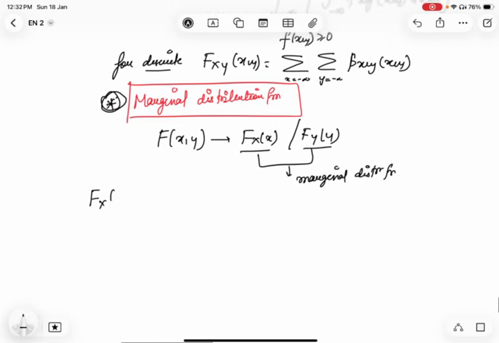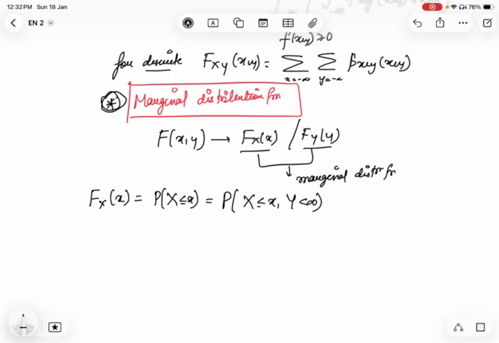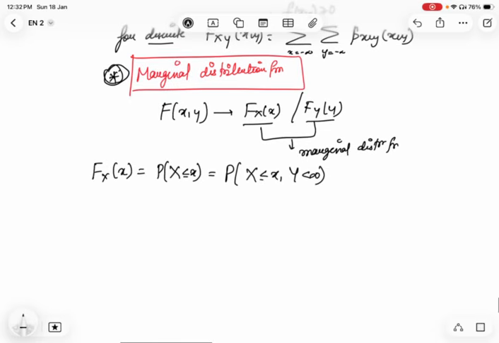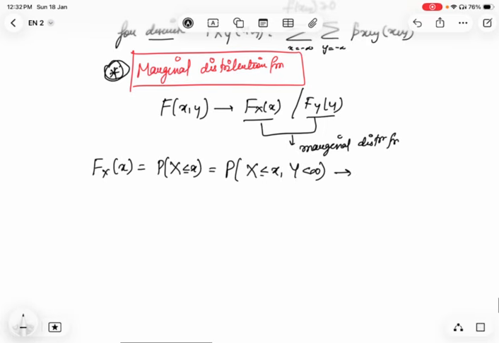So how will you calculate? The distribution function of x can be written as the probability of X less than x, that we have seen in the previous class: the probability of X less than x and Y less than infinity. One point you must remember: suppose we have to calculate for x, then put y less than infinity. This will lead to the limit y tends to infinity of F(x,y).